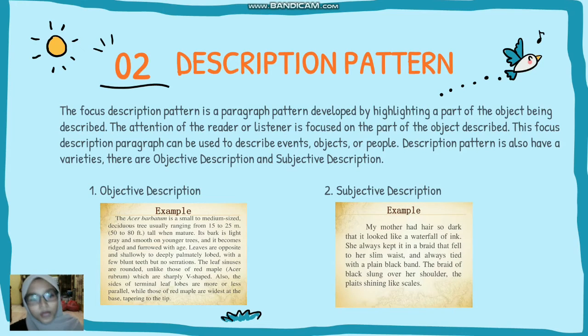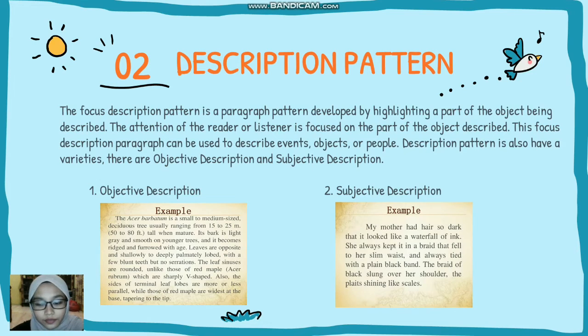Characteristics of a description pattern are: first, has a clear focus and sense of purpose. Second, uses sensory details and precise words. And third, present details in a logical order. Description pattern also has varieties. There are objective description and subjective description.